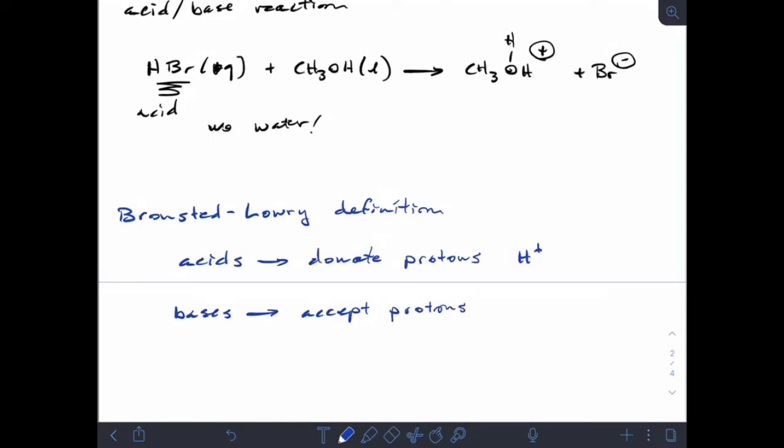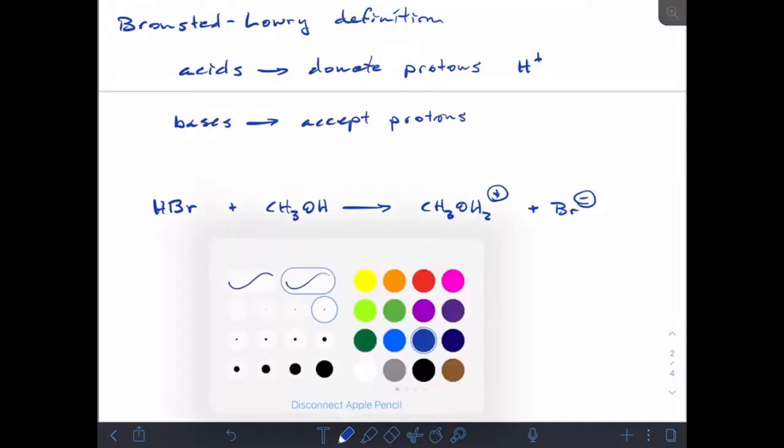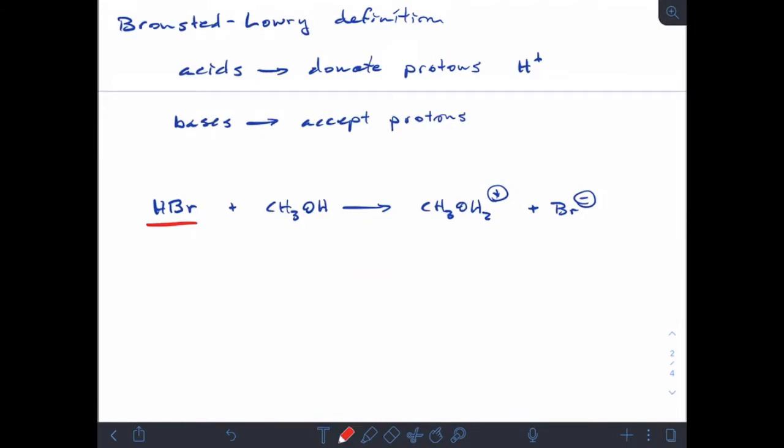If we look back at our non-water acid-base reaction with hydrobromic acid, we've got HBr plus our CH3OH gives us CH3OH2 plus and some Br minus. The easiest way to look at this is to start with one component and then find that component on the other side of the reaction. So let's start with the HBr. What does the HBr become as a product? The answer is that it becomes the Br minus.